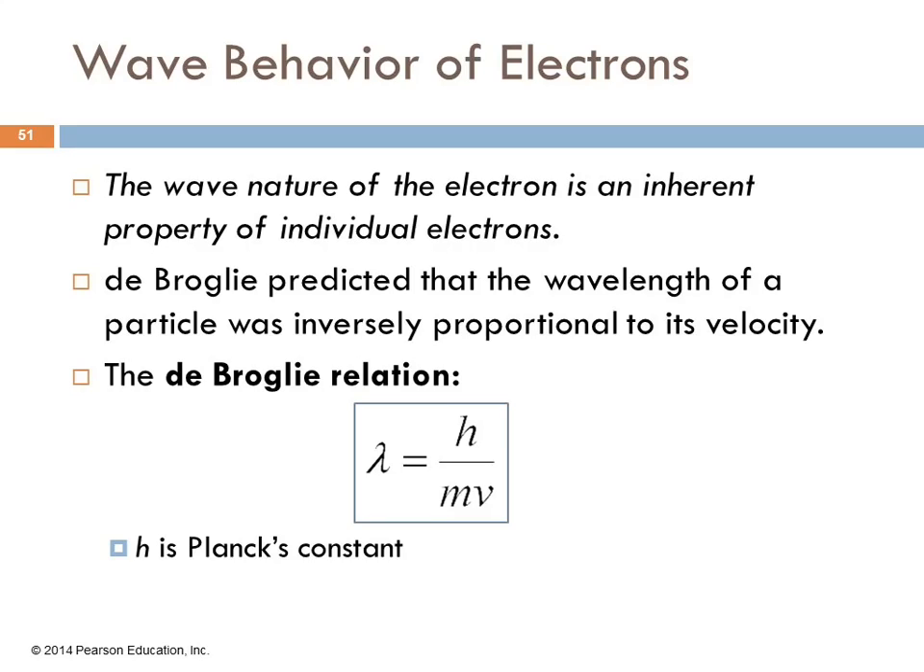What is Planck's constant? I believe we mentioned that before. Maybe we didn't. It's in the back of your book. Planck's constant is 6.63 times 10 to the minus 34 joule seconds. Actually, I'll write that in here. Your book gives a lot more decimal places than that, but that's good enough for most things. That's Planck's constant.